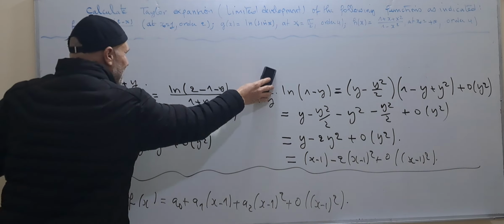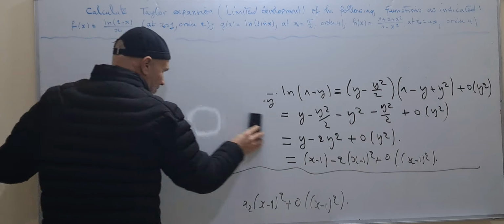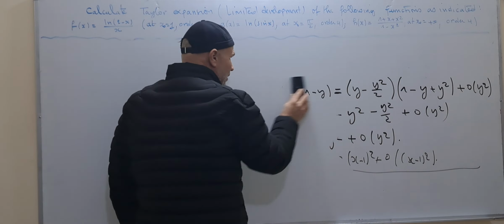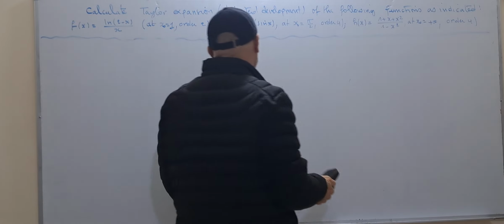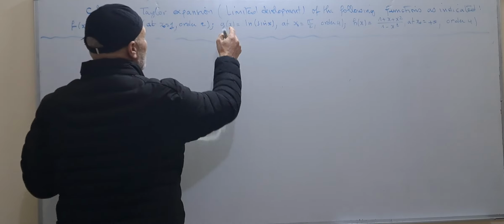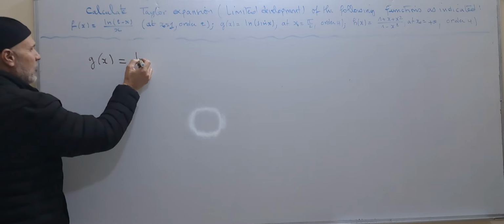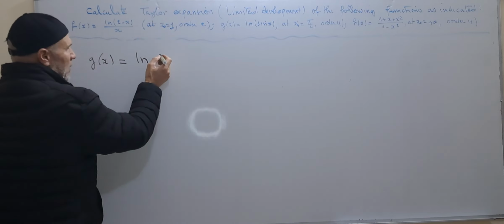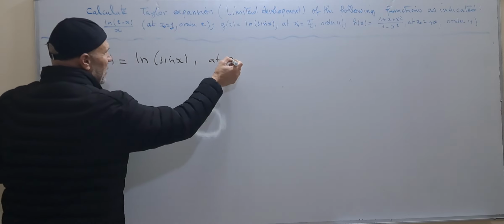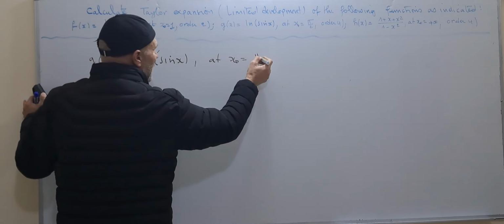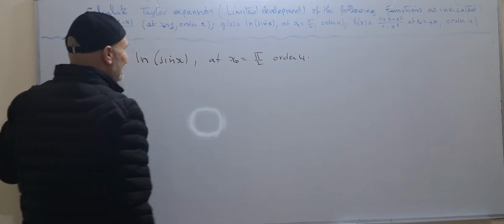For the second function, it's about searching the Taylor expansion or limited development for the function g of x. Here we have g of x, which is equal to ln, the Neperian logarithm, of sine x, applied at x0 equal to pi over 2, and for the order 4.